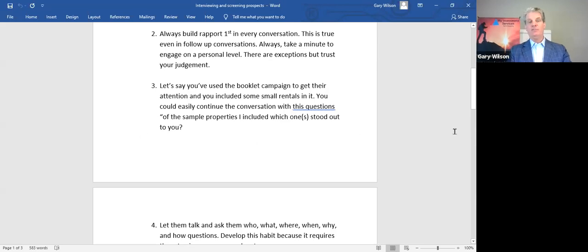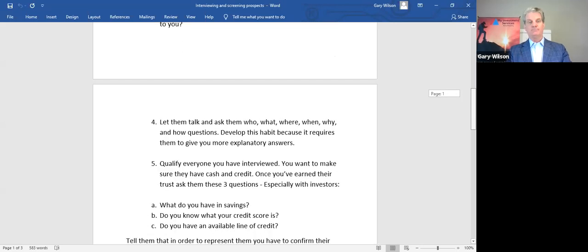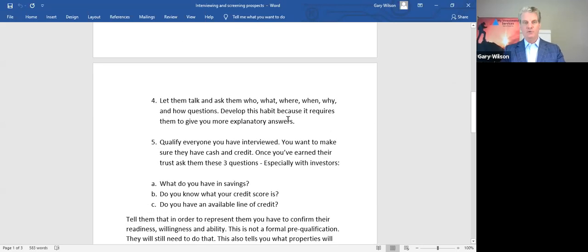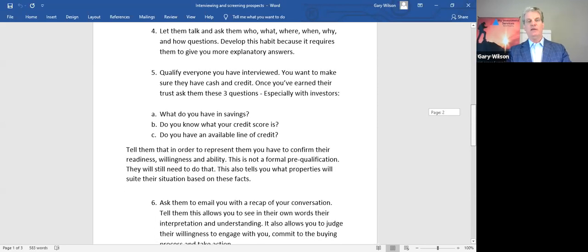So in any case, you want to ask them open-ended questions and let them talk because they'll give you valuable information, all right? So let them talk, ask them those who, what, where, when, how, why questions. Now you want to get into qualifying them, okay? Once you've built rapport, it's pretty evident they want to flip a home or whatever, or buy a rental.